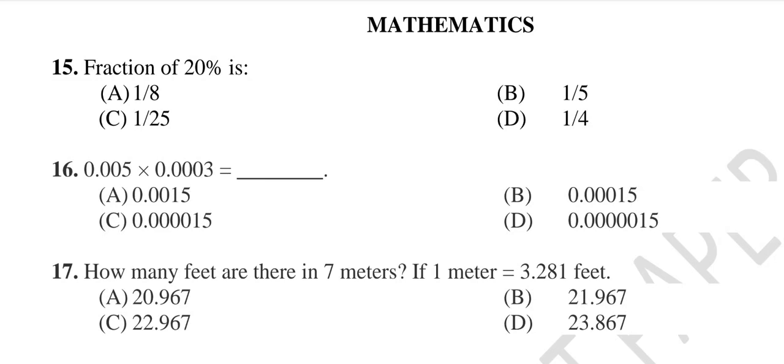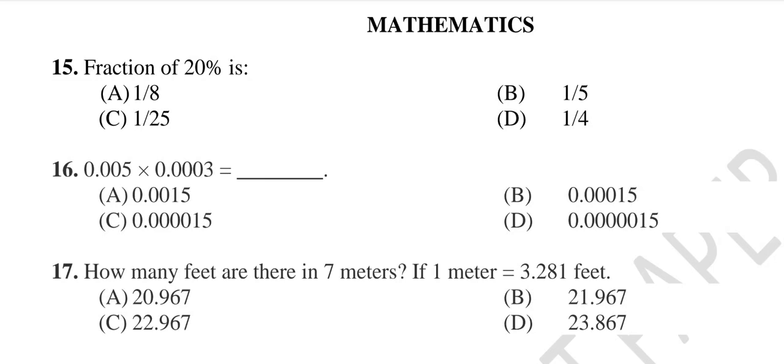1 upon 10, and then we will solve by dividing with the same table of 2. It will be 1 upon 5. So the correct answer is B 1 upon 5. Question number 16.